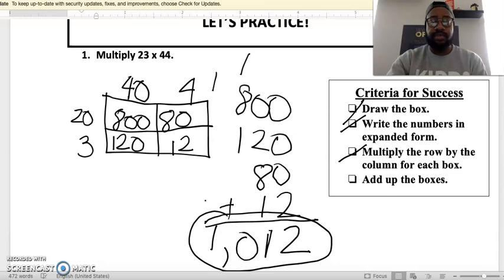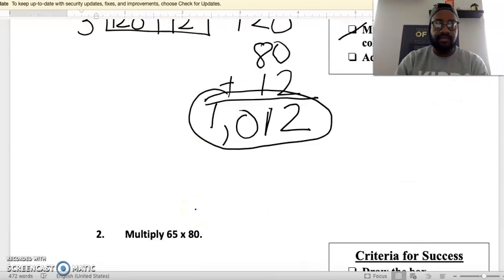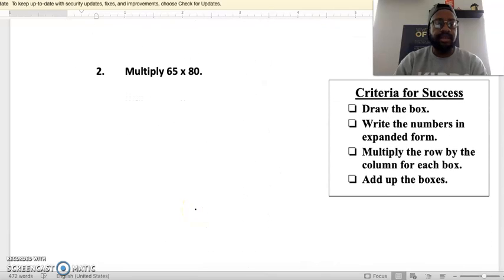First thing I did was I drew the box. Then I wrote my numbers in expanded form. Then I multiplied the row by the column for each box. And then I added all of those up to find the total answer. Same thing. Multiply 65 times 80. Okay, go to my criteria for success. These are the steps to follow.